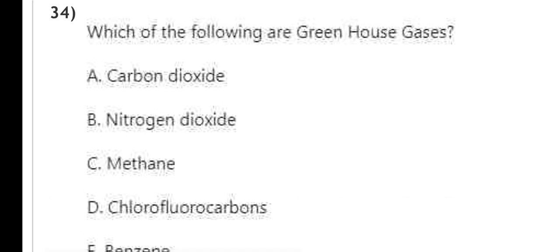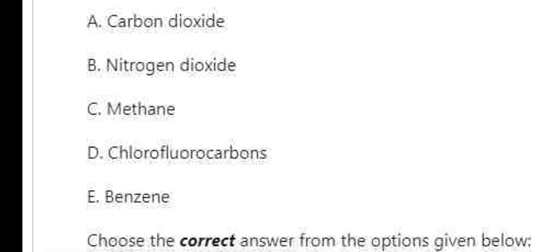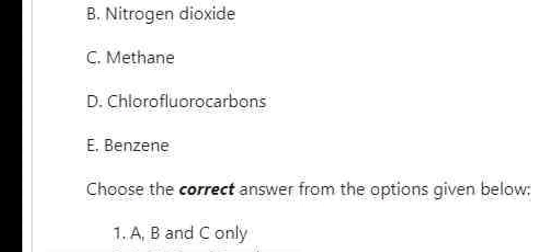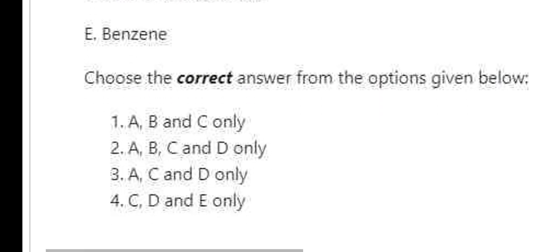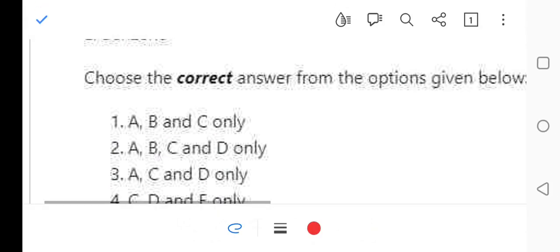Next. Which of the following are greenhouse gases? A, B, C, D, E. Carbon dioxide, nitrogen dioxide, methane, chlorofluorocarbons, benzene. These are the options for you. A, B, C; A, B, C, D; A, C, D; C, D, E. So it will be A, C, D only.